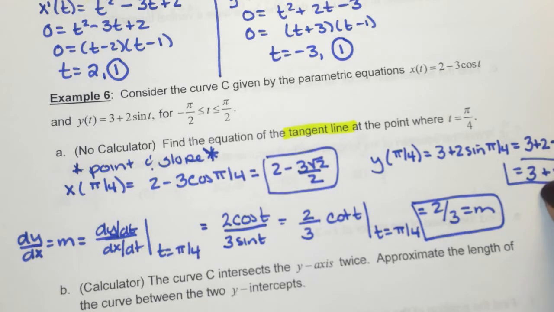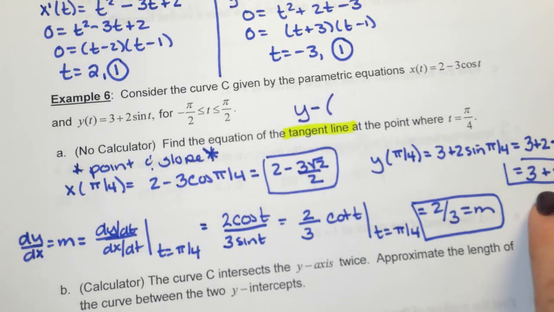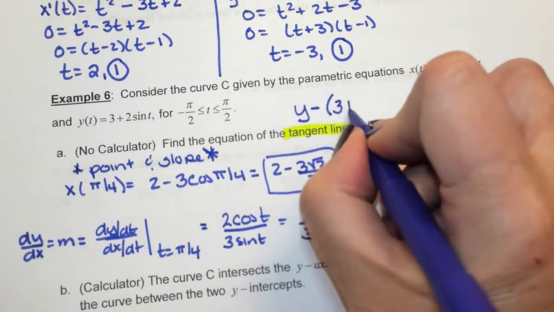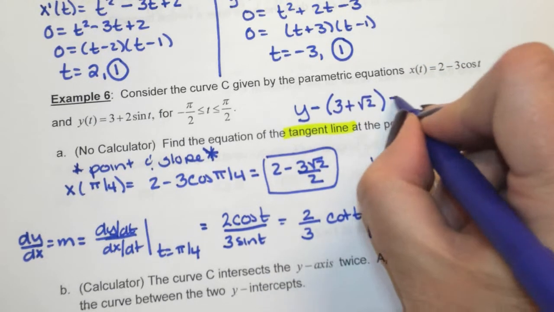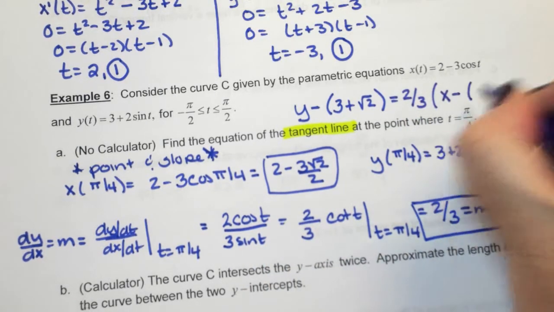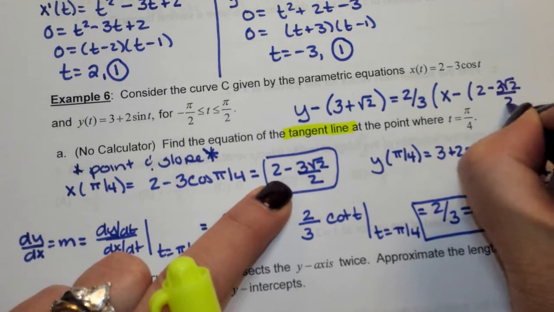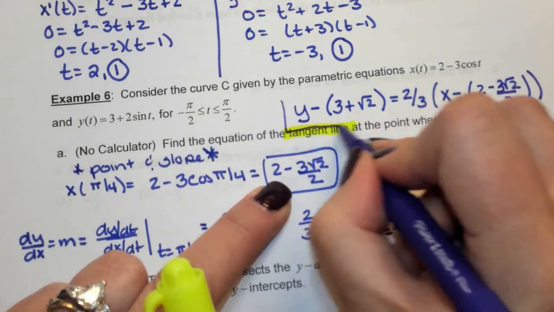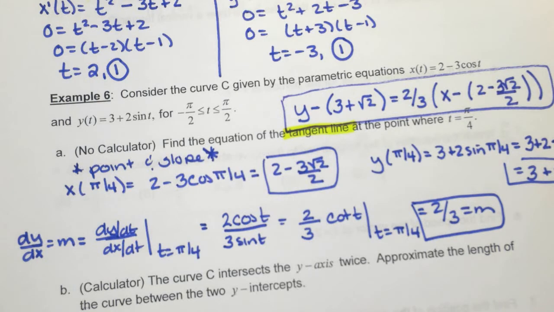Again, the y-coordinate is this. Now, be careful, guys, when this is following your subtraction sign, make sure you put parentheses around these components for the x and the y. So y minus the quantity of 3 plus square root 2 is equal to 2/3 times x minus, open up a set of parentheses and plug in the x coordinate we found, 2 minus 3 square root 2 over 2. So there's the equation of your tangent line. Okay. So any questions on the tangent line problem for the parametric equations?